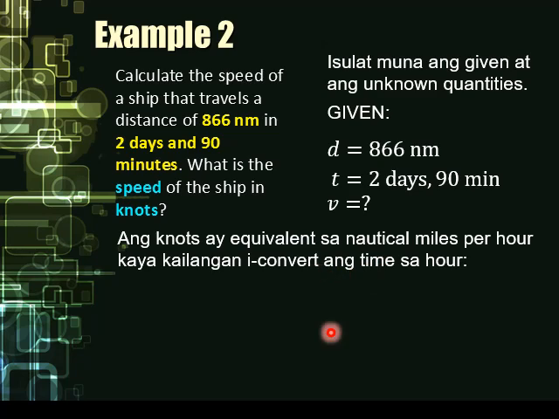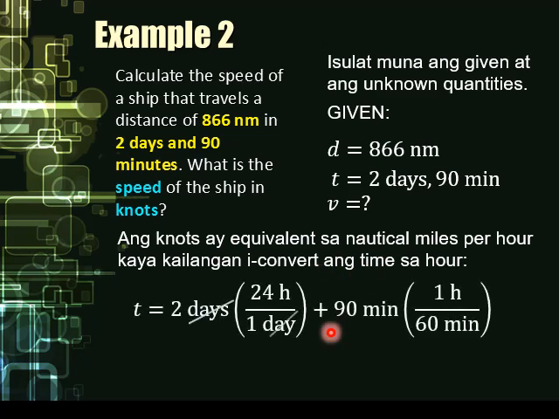So, kailangan muna natin i-convert ang time sa hour. So, ganito natin siya i-convert. Kung mapapansin nyo, yung gagamitin natin na factor, for 1 day, you have 24 hours. And then for 1 hour, you have 60 minutes. So, kapag nagawa na natin to, magiging value ng time natin ay 48 hours plus 1.5 hours is equal to 49.5 hours. Kailangan natin siya i-convert sa hours kasi ang hinahanap na unit dito ay knots. Ang knots ay nautical miles per hour. Kaya kailangan ang time natin ay nasa unit ng hour.